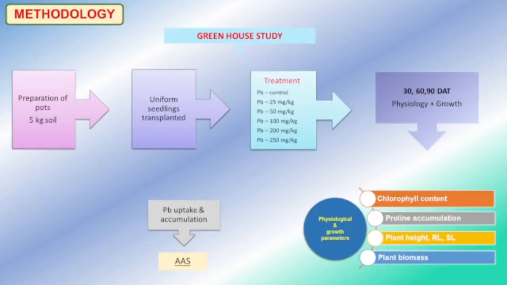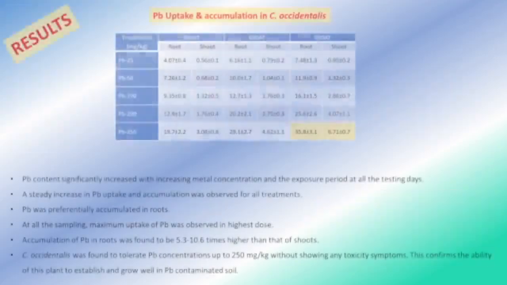At each sampling date, that is 30, 60, 90 days after treatment, plants were harvested and divided into root and shoot and taken for metal analysis by AAS. Plants' growth parameters like root length, shoot length, biomass, and physiological parameters like total chlorophyll and proline were also determined.